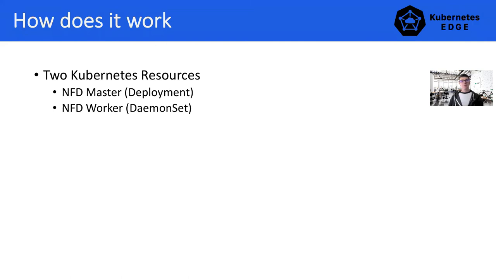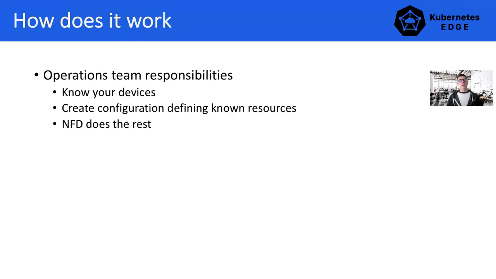Very simply, the node feature discovery worker is a daemon set, and it scans the nodes for capabilities based on configuration. It reports what it finds to the node feature discovery master. The master communicates with the Kubernetes API and is the component that actually does the labeling of the nodes. From a human perspective, the operations team, of course, needs to know their devices and the features that they want to expose. They need to create a configuration to expose those resources. Node feature discovery does the rest, as I just showed you.